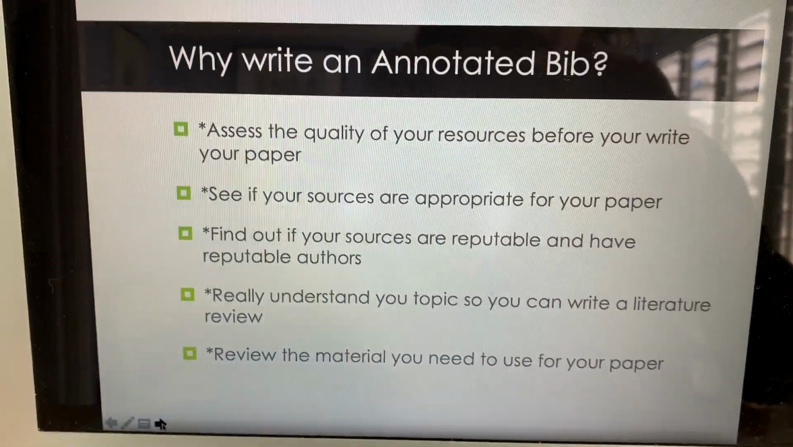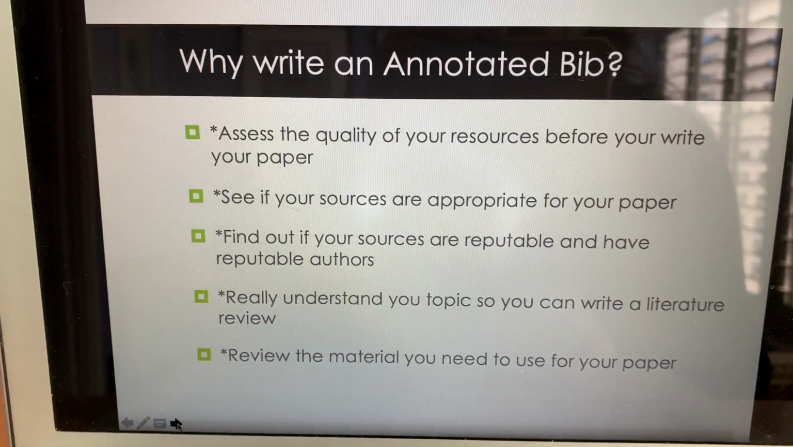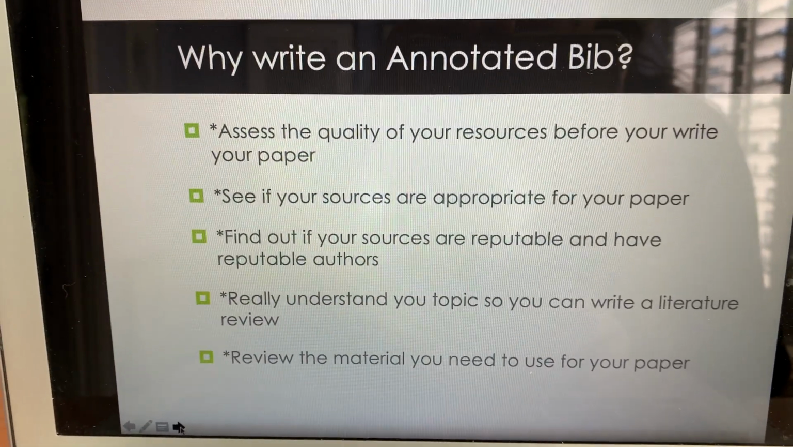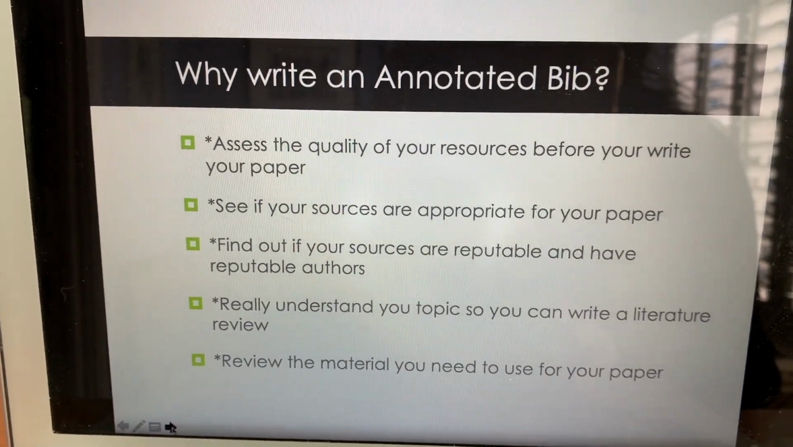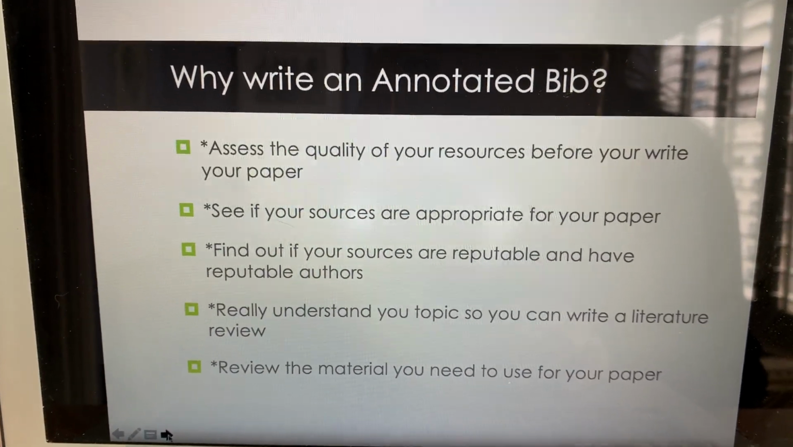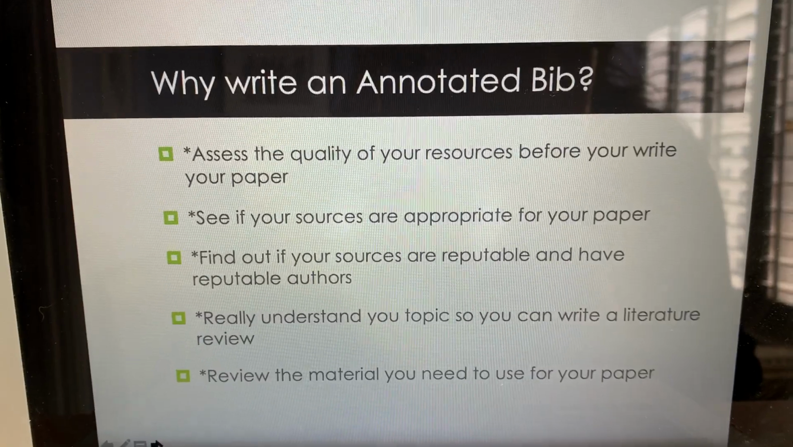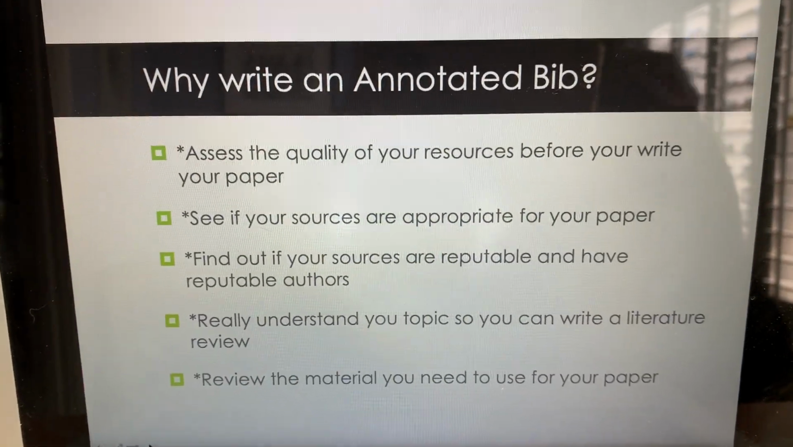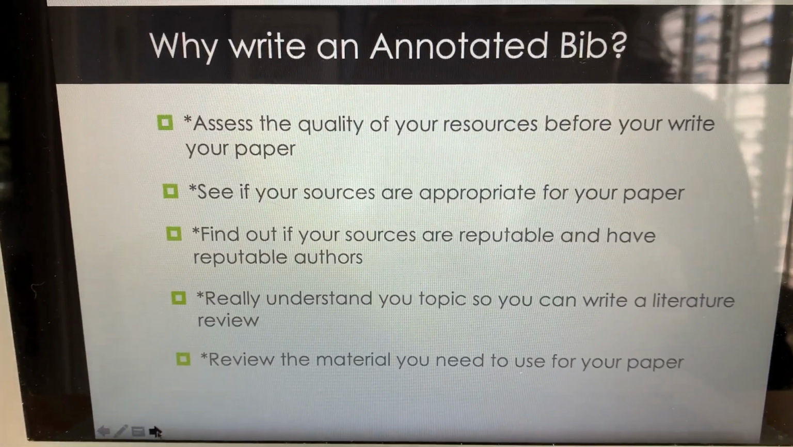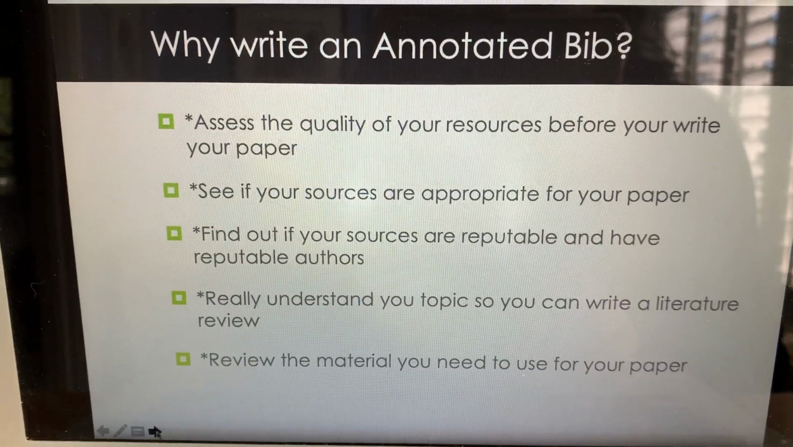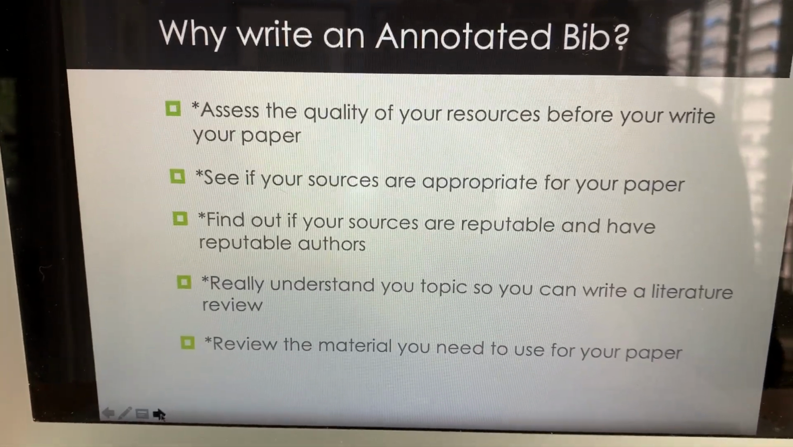So what is an annotated bib and why do we write it? So this is essentially busy work. It's work, though, that will not go to waste. You will use these actual sentences, whether they're edited a little bit or not, in your research paper, in your lit review.